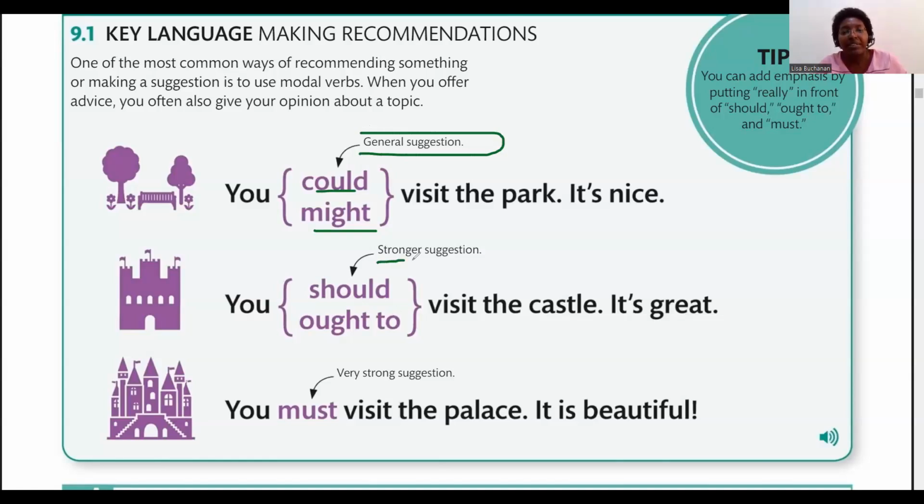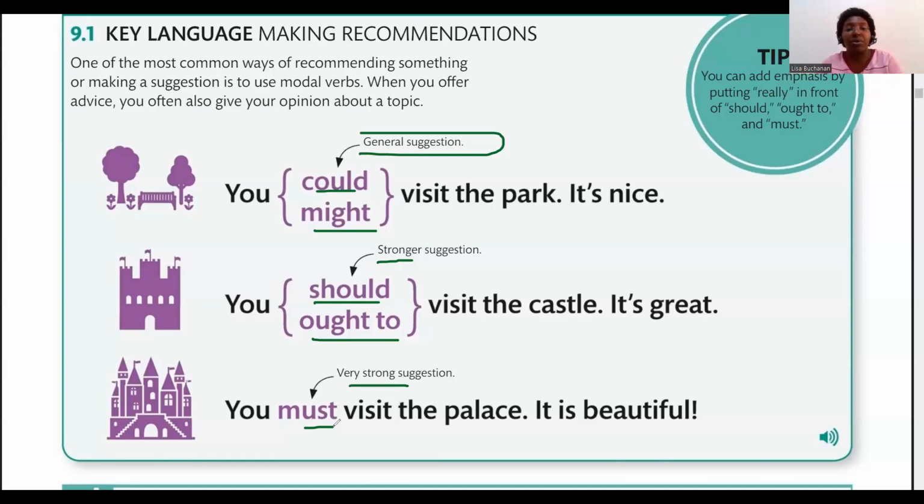Then if you want to make the suggestion a little stronger, you're going to use should or ought to. You should visit the castle, it's great. You ought to visit the castle, it's great. Then if you want to make a very strong suggestion, almost as if you're really giving no option, then you would use must. You must visit the palace, it's beautiful.